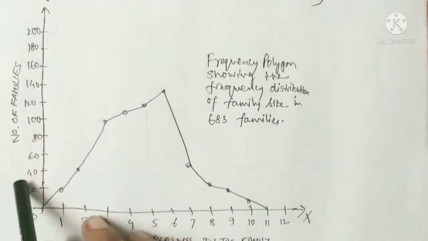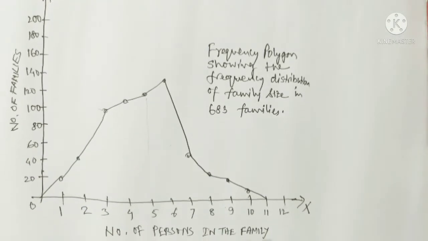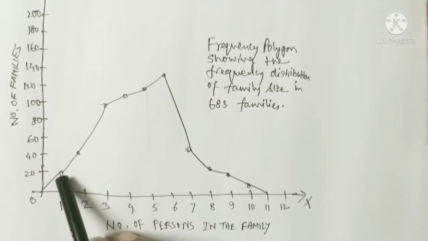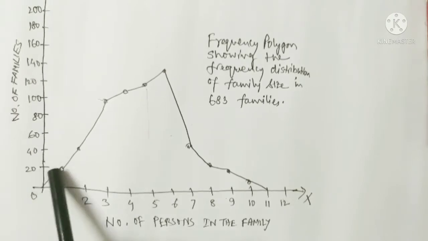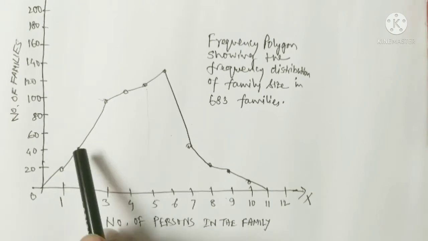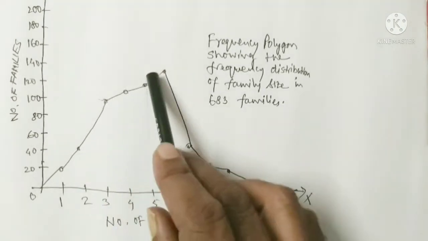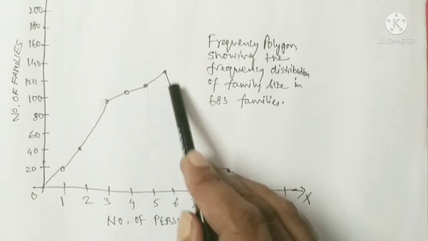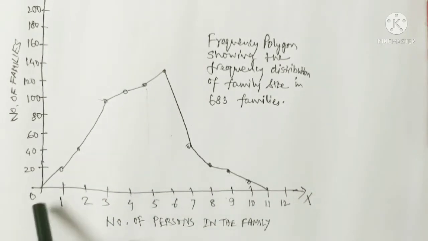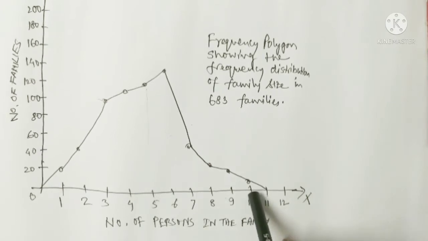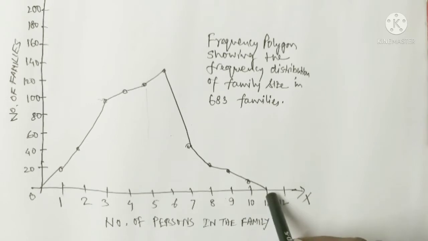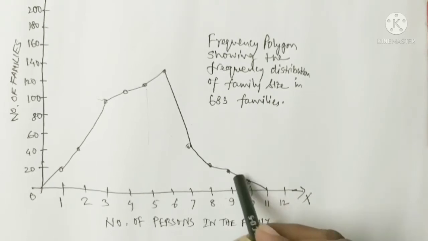Now we describe the figure. This is the number of families axis and this is the number of persons in the family axis. We put here the first point: number of persons 1, number of families 20; number of persons 2, number of families 42. In this way we plot these points, and connecting these points we get a geometrical figure. Here 0 is the connecting point and here 11 is the connecting point, because 10 persons is the last data, and after that at 11 the polygon will be completed.